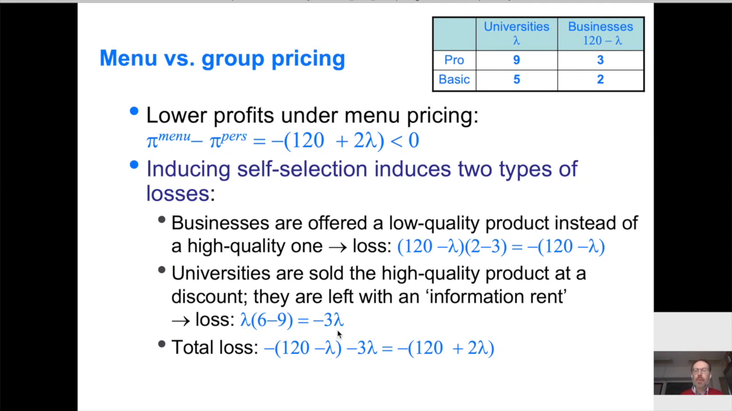If you put together these two sources of loss, you get the addition of these two, which gives you the total difference between the menu pricing, the profit on the menu pricing, and the profit on the personalized or group pricing.